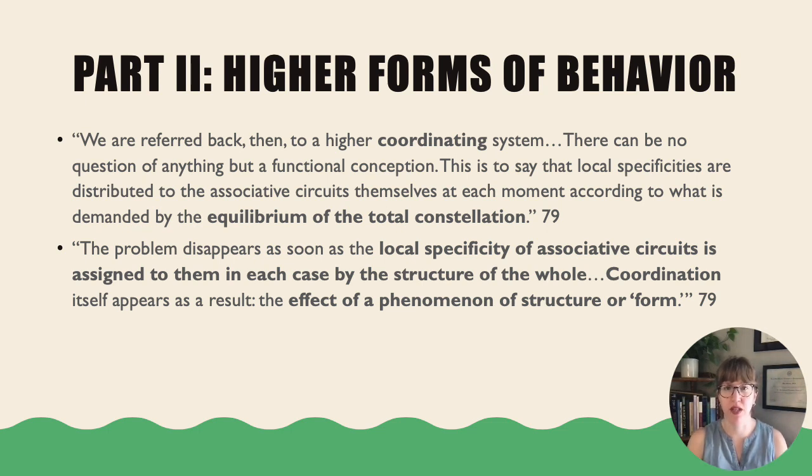So there's this idea that what might coordinate a system is the tendency to reach equilibrium. But I think that what he's saying here is to go beyond that: coordination is the effect of a phenomenon of structure or form. What Goldstein was saying, I think, is the same thing that he's saying here. It's not just this Gestalt idea of equilibrium. It's that the form of a thing really has these values that drive it. So it's not simply trying to reach equilibrium. Coordination is the effect of something else.